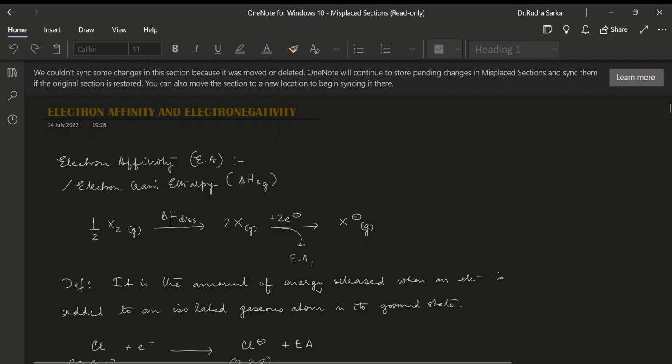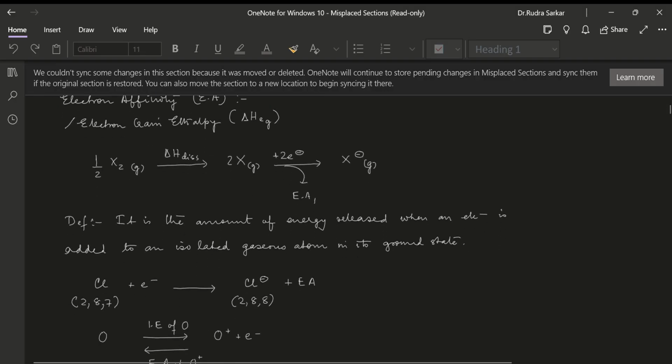then we have to dissociate the molecule first. Then we are getting these two individual atoms of the halogen. Then if we are adding two electrons, that is the first electron affinity. That is why it is said to be EA1. Then we should be getting 2X minus, the 2 is missing over here. And this is the simple definition that you can see over here.